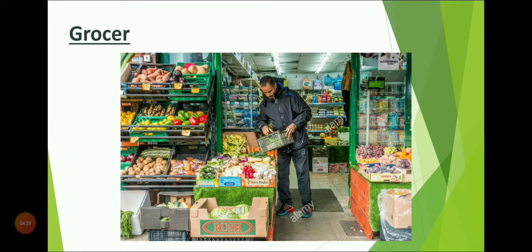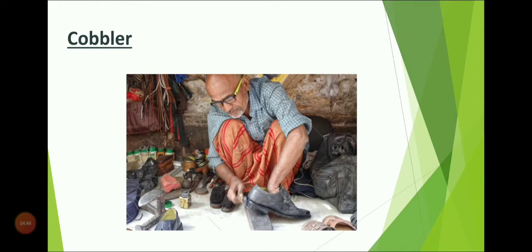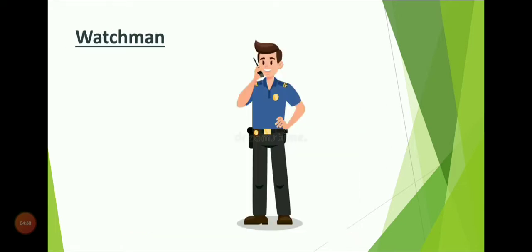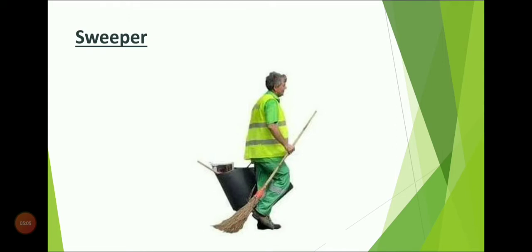Grocer. A grocer sells food items and other things that are required at our home. Barber. A barber cuts our hair. Cobbler. A cobbler mends our shoes. Watchman. A watchman guards our schools and homes. Plumber. A plumber repairs water taps and pipes. Sweeper. A sweeper sweeps a street and keeps it clean. Students, these were the different types of occupations.